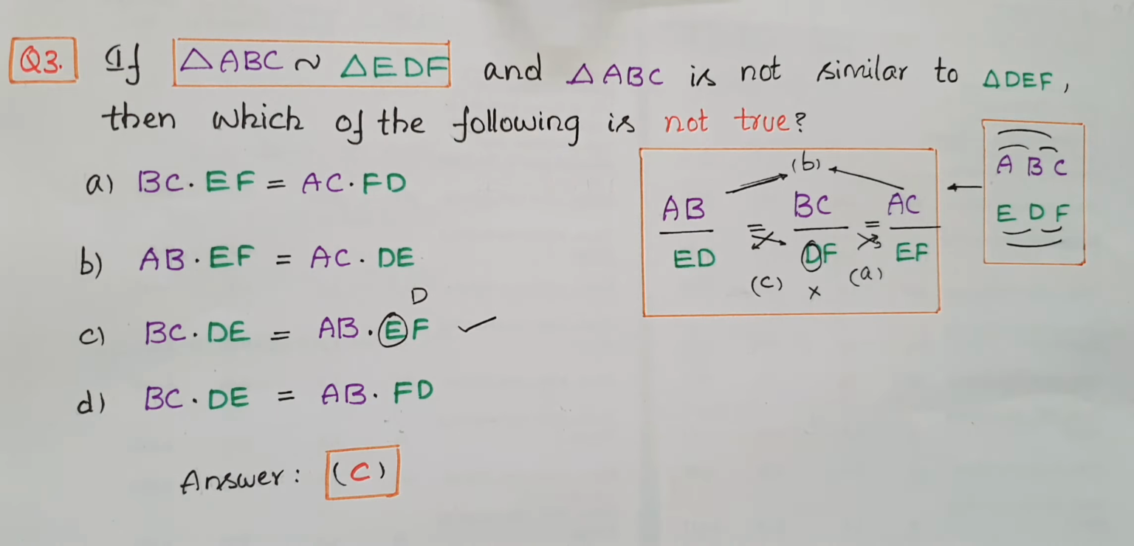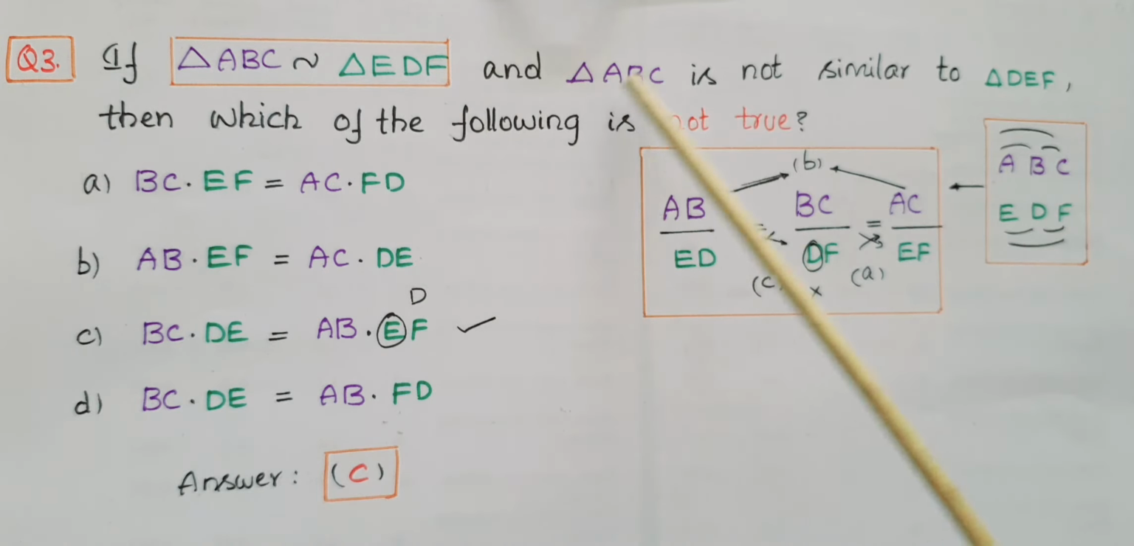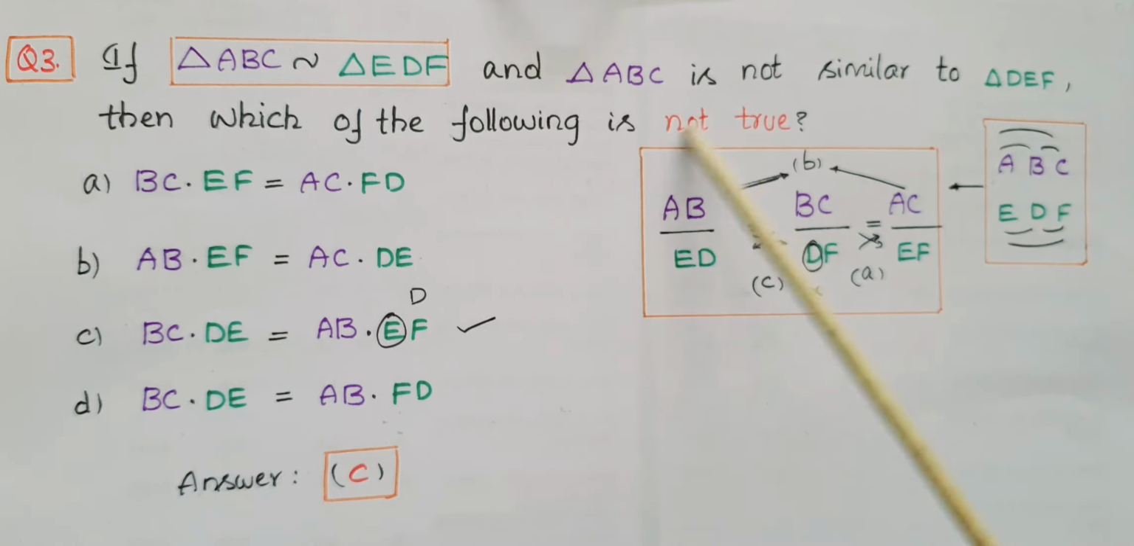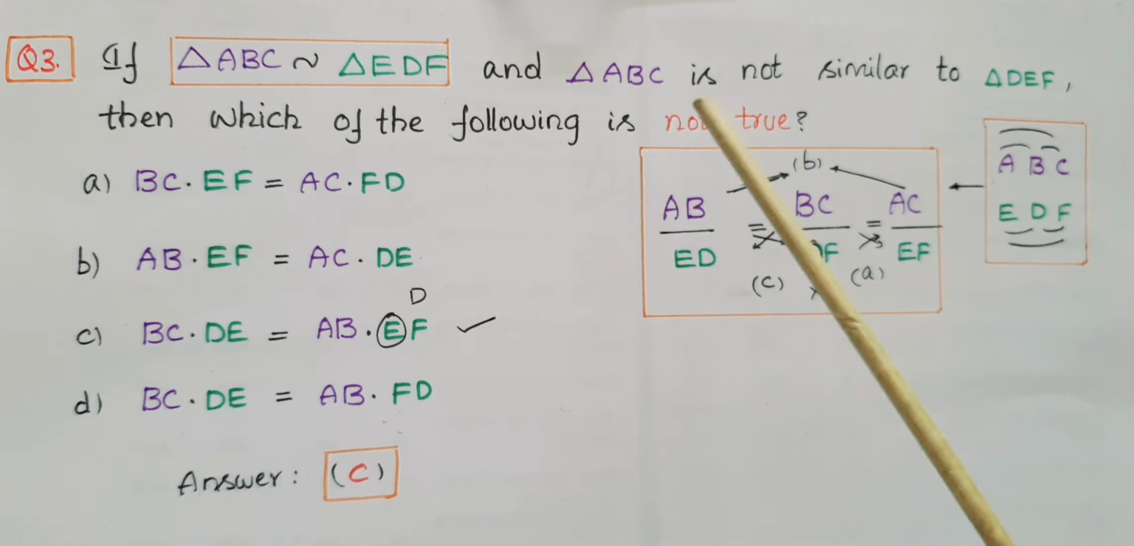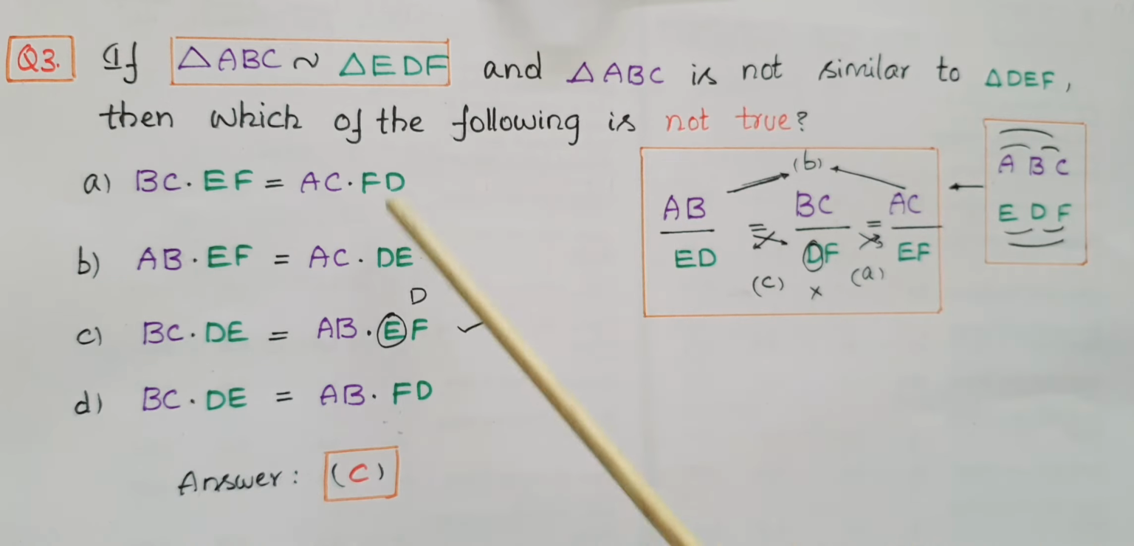This is 3rd question from the same exercise from NCERT exemplar. If triangle ABC is similar to triangle EDF and triangle ABC is not similar to triangle DEF, then which of the following is not true? So here these two triangles are similar, so we can equate the ratios, corresponding sides ratios. So AB by ED, because ABC is similar to EDF right here, then AB by ED is equal to BC by DF is equal to AC by EF. First write this, then you have to check the options here.